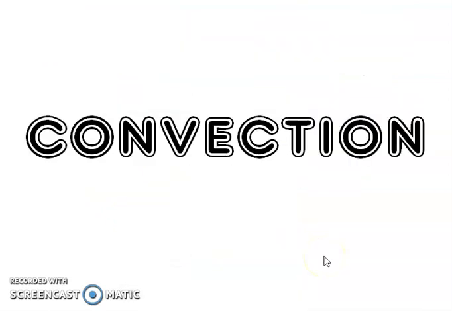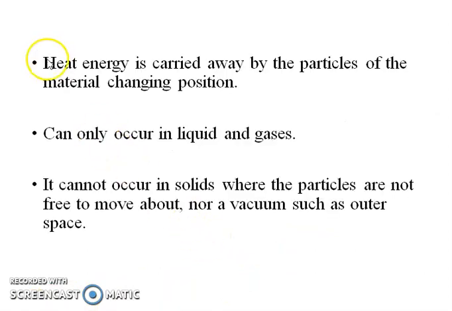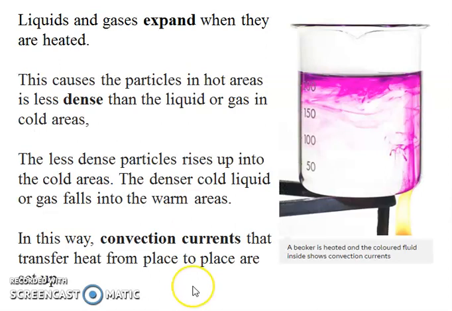And now let's learn about another method of heat transfer, which is convection. Convection is a little different from conduction. Let's look into the details of convection. In convection, the heat energy can be carried away by the particles of the material changing position. Particles can only change their position if they move. So now let's look into how convection can take place.